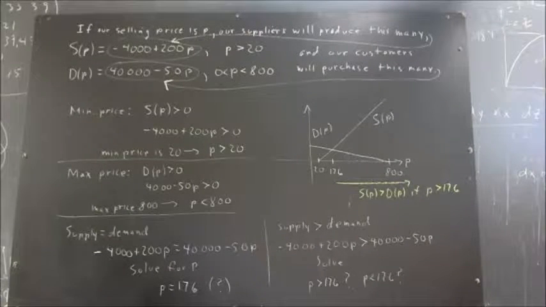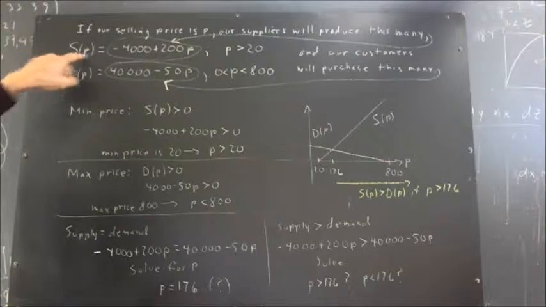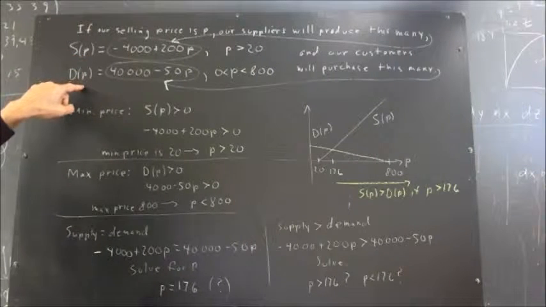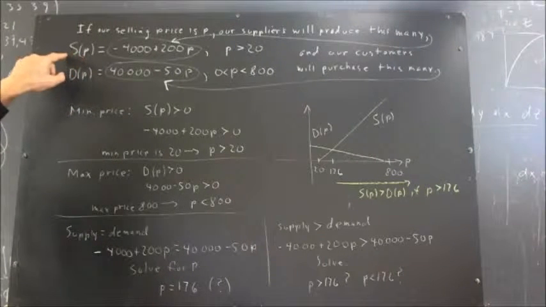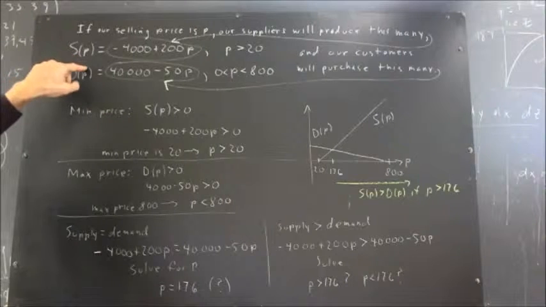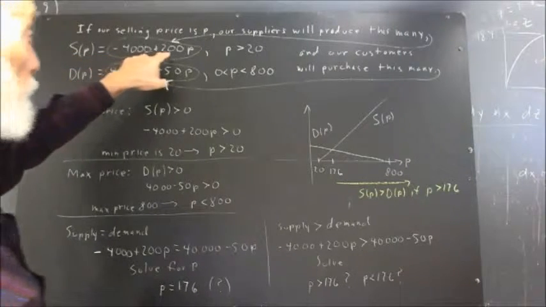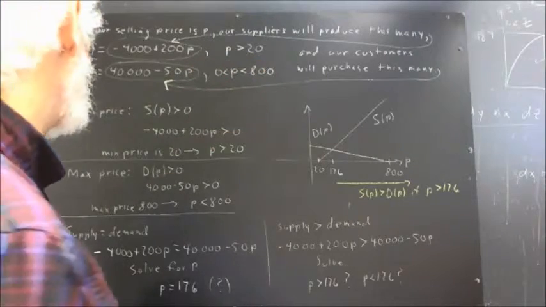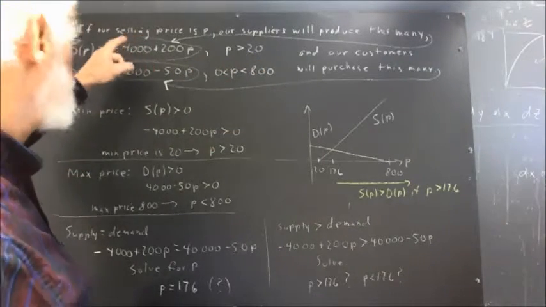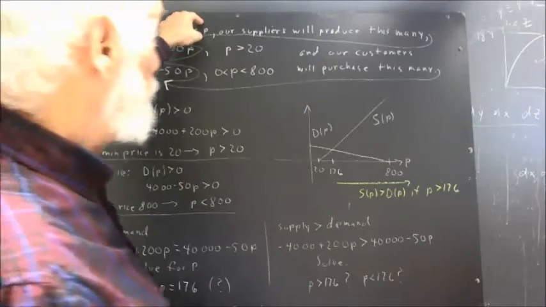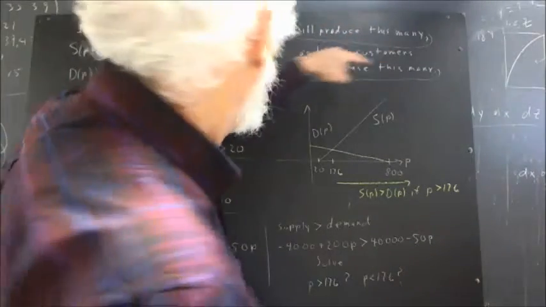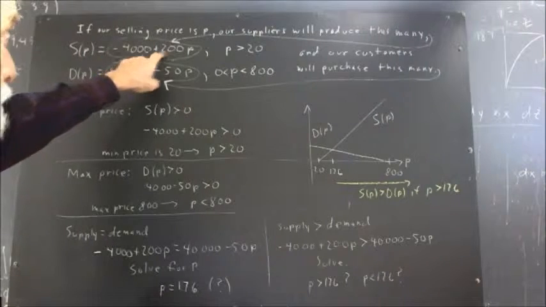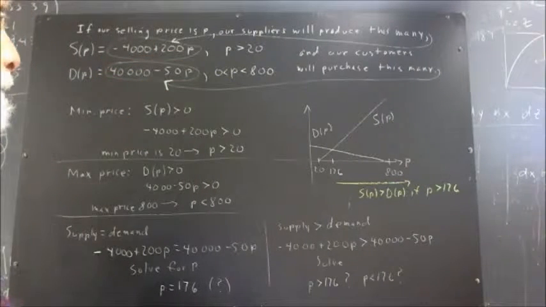Okay, now we're given a supply function and a demand function. P is selling price. Supply, S of P, our supply function, is negative 4,000 plus 200P for P greater than 20. And what this means is, if our selling price is P, our suppliers will produce this many. Okay, this is how many are going to be produced if the selling price is P.